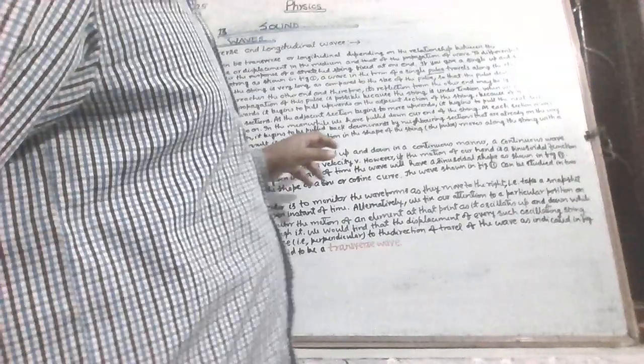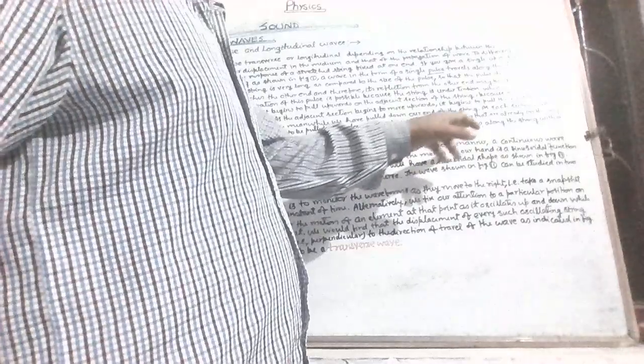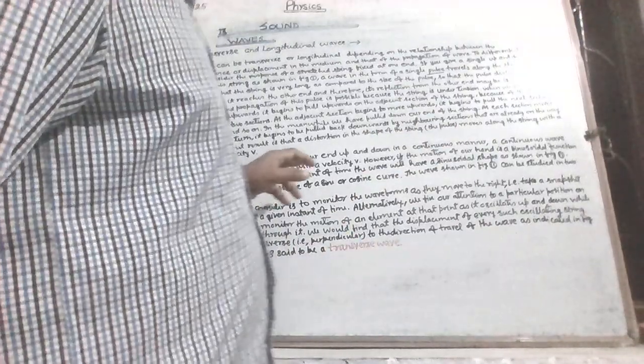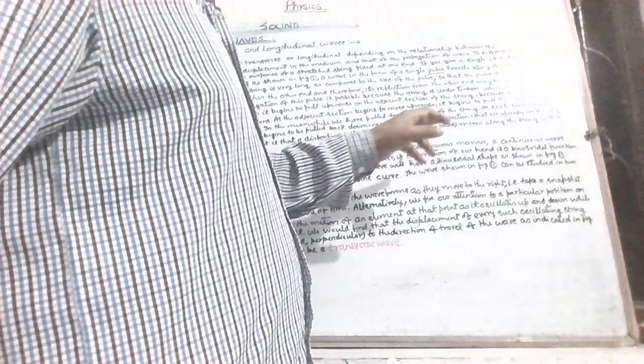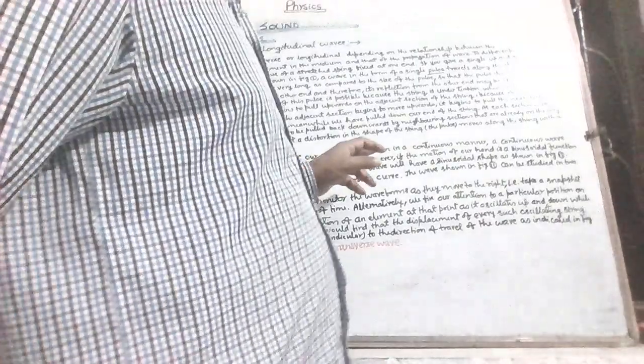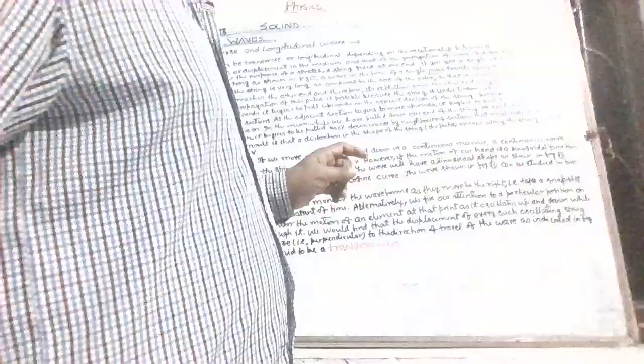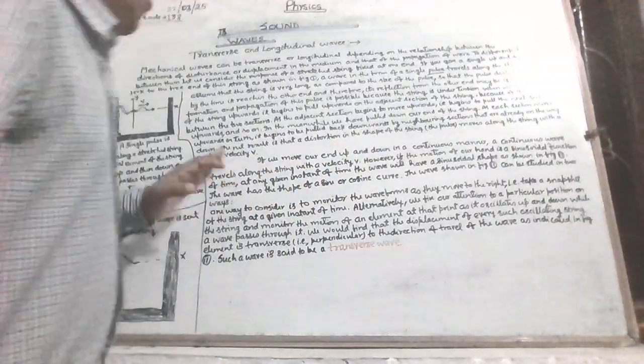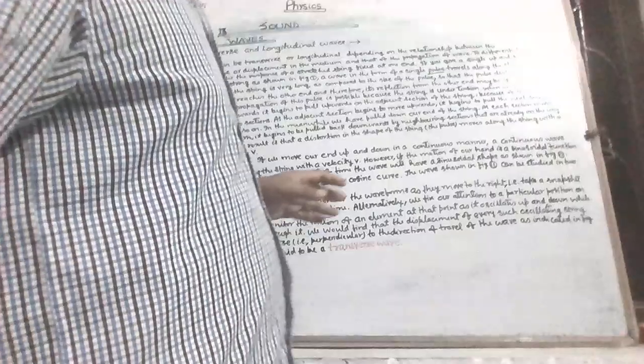If we move our end up and down in a continuous manner, a continuous wave travels along the string with a velocity v. However, if the motion of our hand is a sinusoidal function of time, at any given instant of time, the wave will have a sinusoidal shape as shown in figure 2. The wave has the shape of a sine or cosine curve.